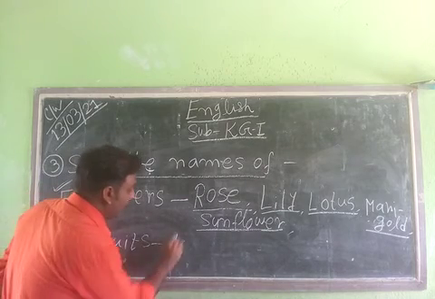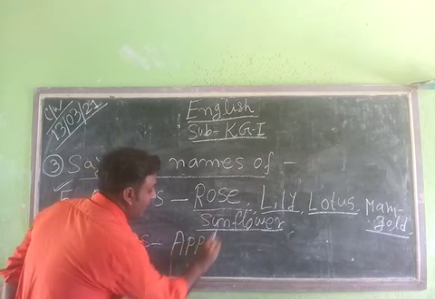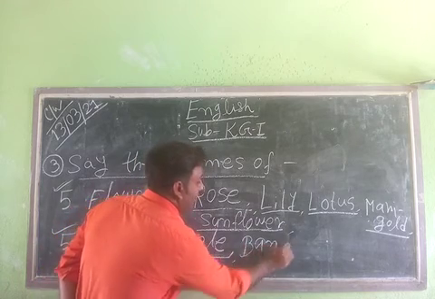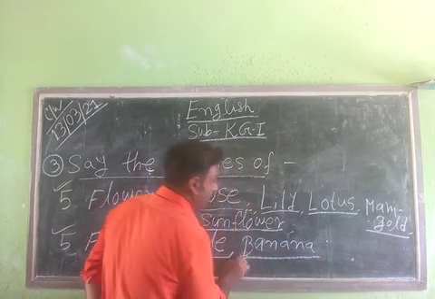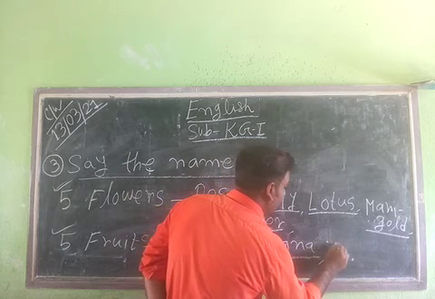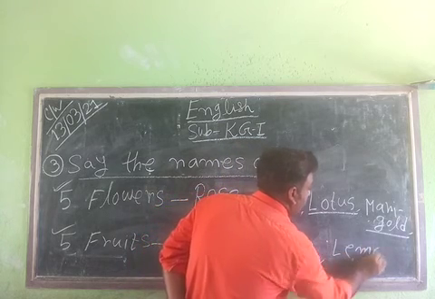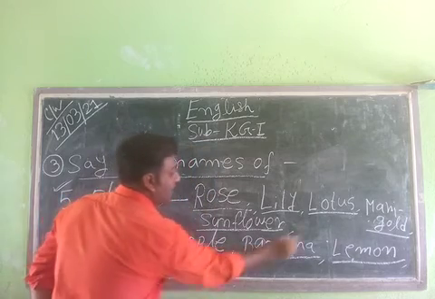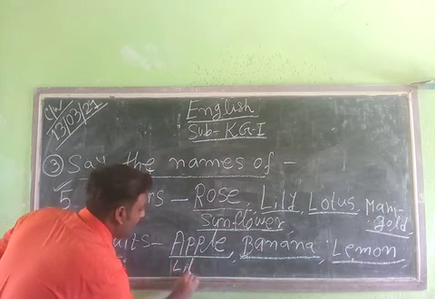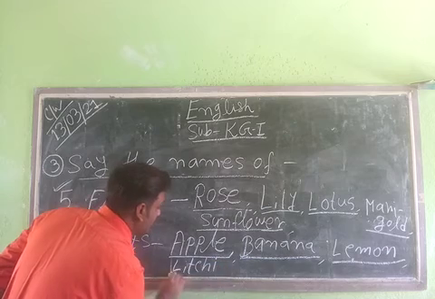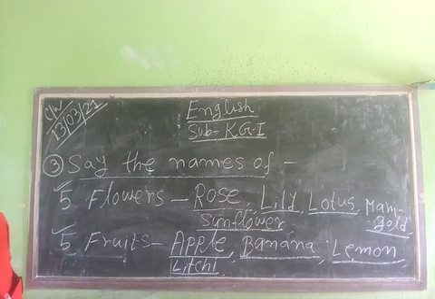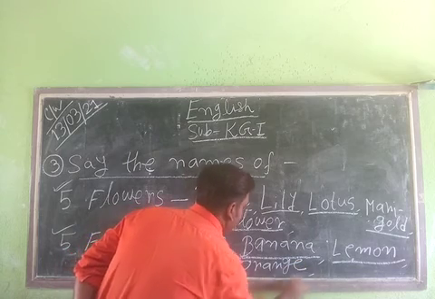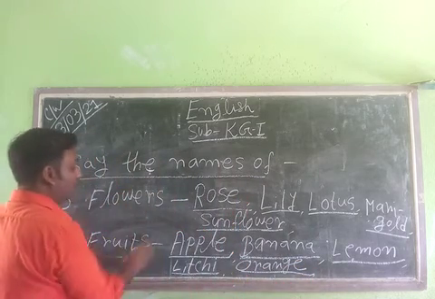Next, five fruits: apple, banana, lemon, lychee, and orange. Okay, so five flowers, five fruits.